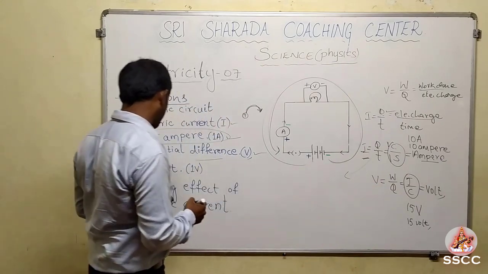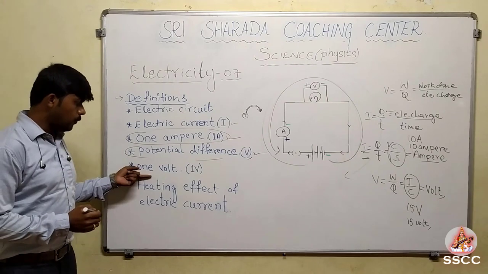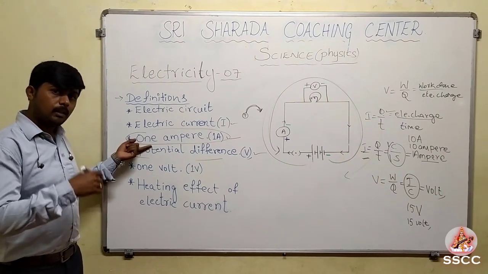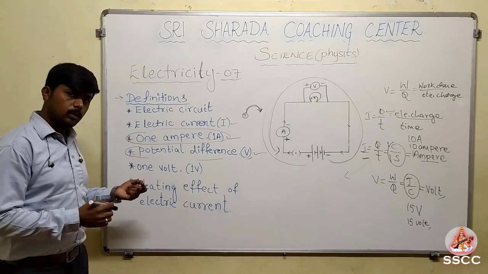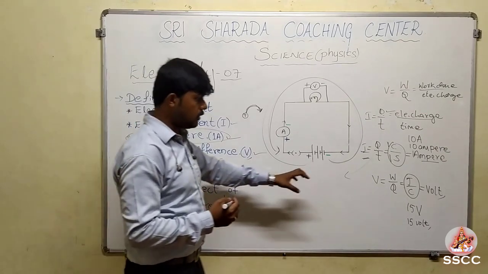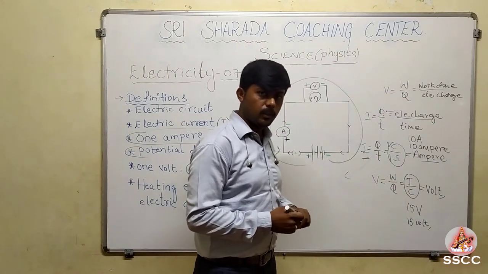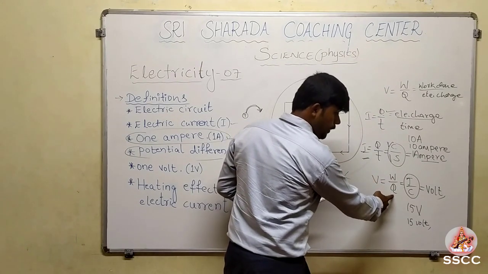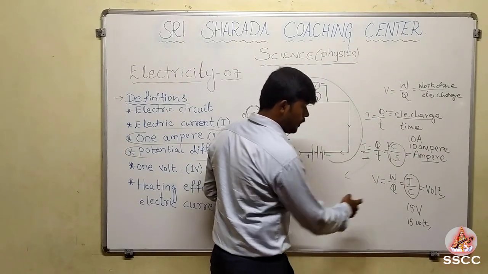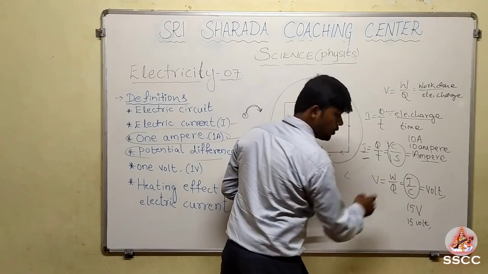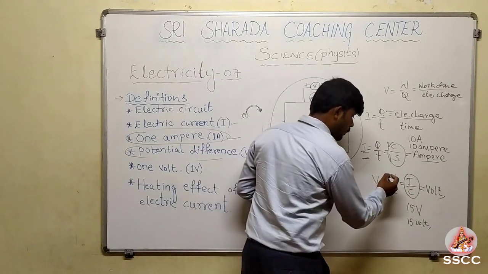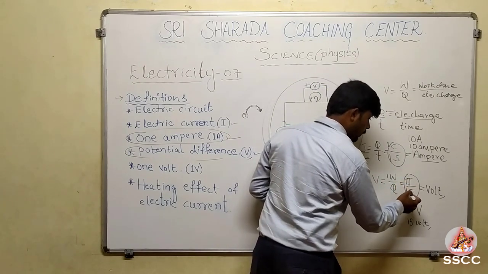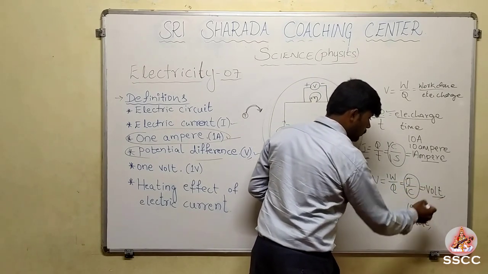This is about the potential difference. And now, define 1 volt. How we define 1 ampere? In the same way, we have to define 1 volt. Just consider the mathematical form of the potential difference. What we have there, you can observe: work done divided by electric charge is equal to volt. It is nothing but joule per coulomb. If you are making work done as 1 joule and electric charge as 1 coulomb, then it will become 1 volt.